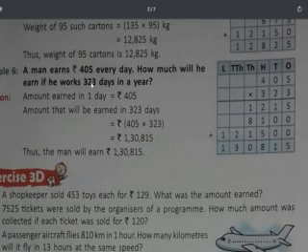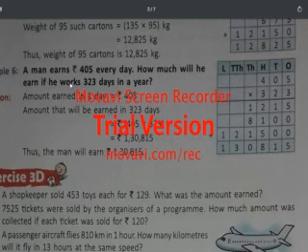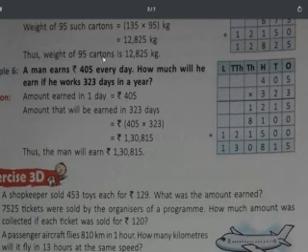Here is the same exercise 3D, and before the word problem I am showing you. A man earns rupees 405 every day. How much will he earn if he works 323 days in a year? Now if you see, the everyday earning is given, and then you have to find for 323 days. Of course it will become bigger, so it is more.